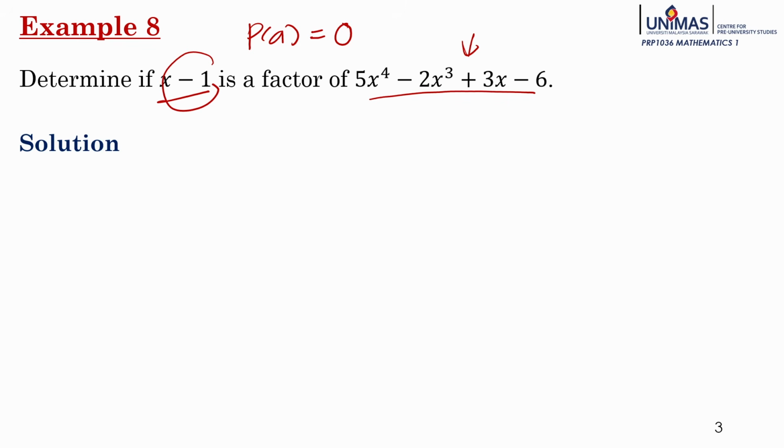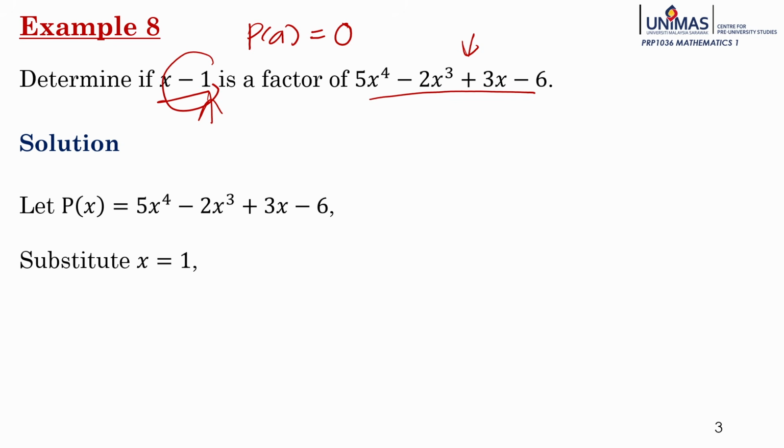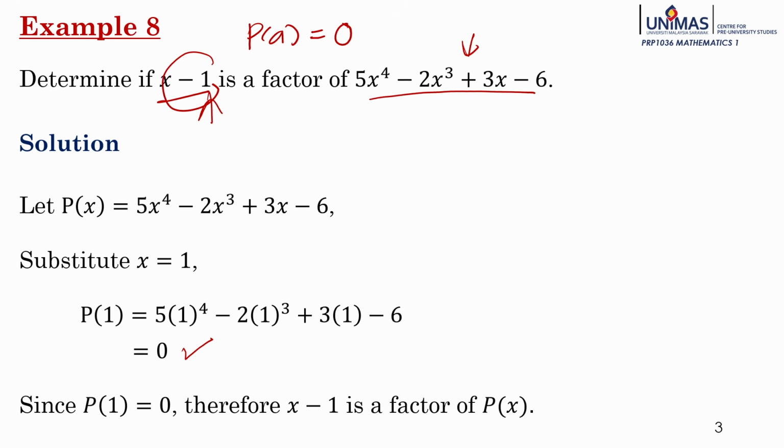Okay, so the solution is we substitute the value of a. So a is this one, 1. When we substitute x equal to 1, we can get the value 0. That means since P(1) equals 0, therefore x minus 1 is a factor of P(x).